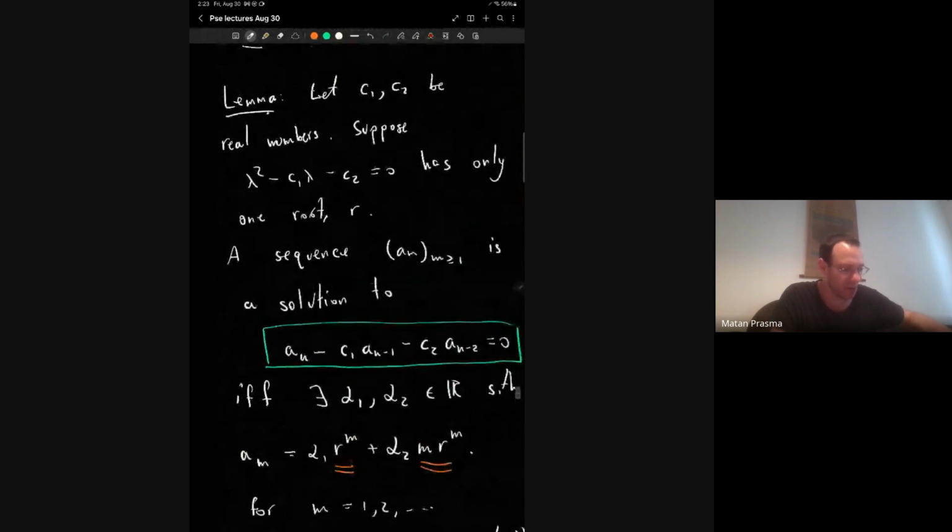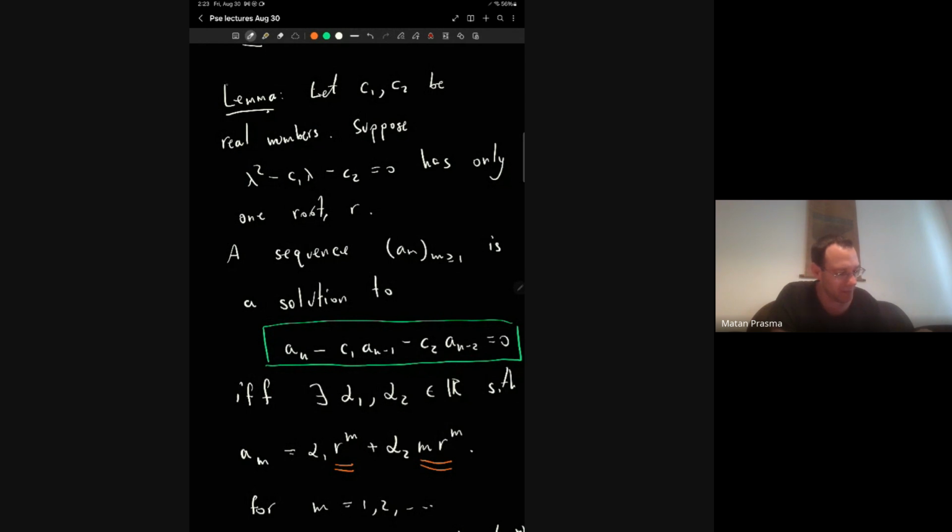I'm saying we have a lemma that says this. Maybe part of the difficulty is that I didn't prove the lemma because I thought it may take some time we don't have. The lemma says that if you have a recurrence relation, as in green, with a characteristic polynomial that has only one root, this is exactly our case, right? Then all the solutions to the recurrence relation are some linear combination of the geometric sequence, basically.